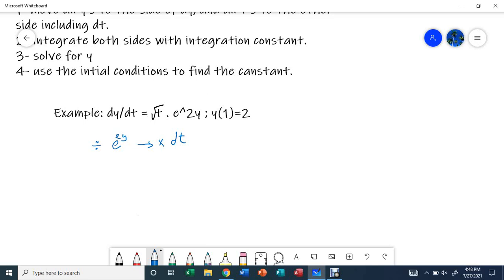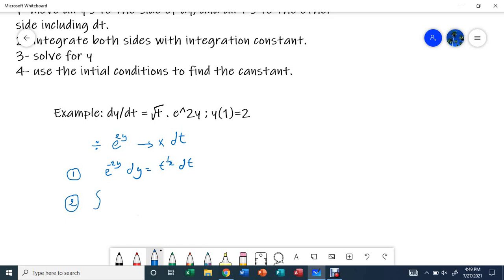So this is step number 1. Dividing by e to the power 2y is the same thing as multiplying by e to negative 2y. So on this side, it's going to be e to negative 2y dy equals square root of t, which is t to 1/2, times dt. So in this step number 1, I move all y's to one side and all t's to the other side, including dt. Now step number 2, I'm gonna integrate both sides.